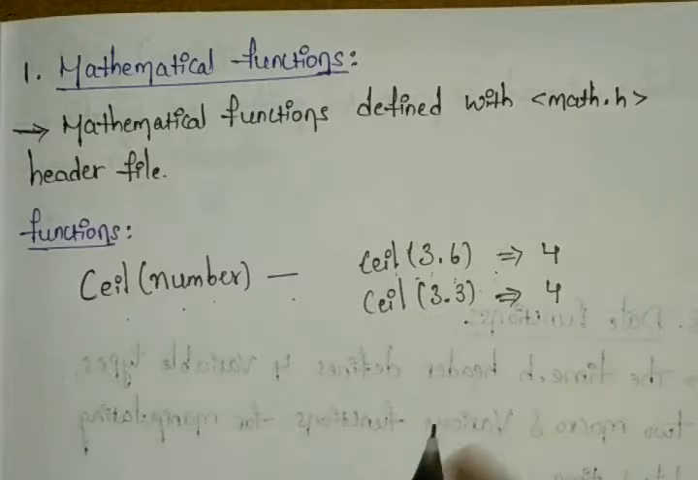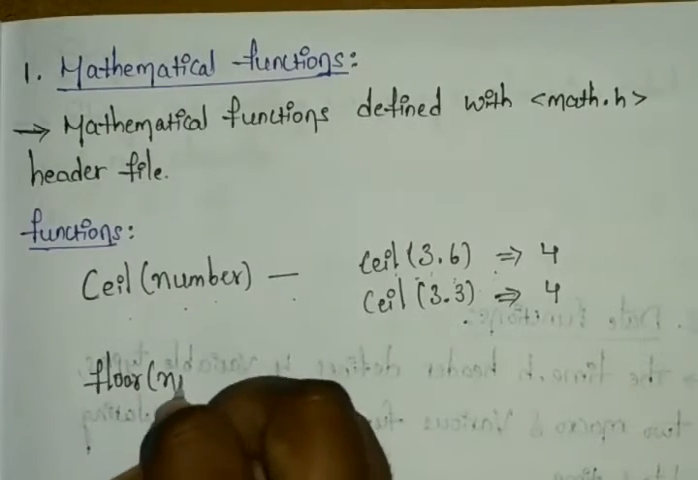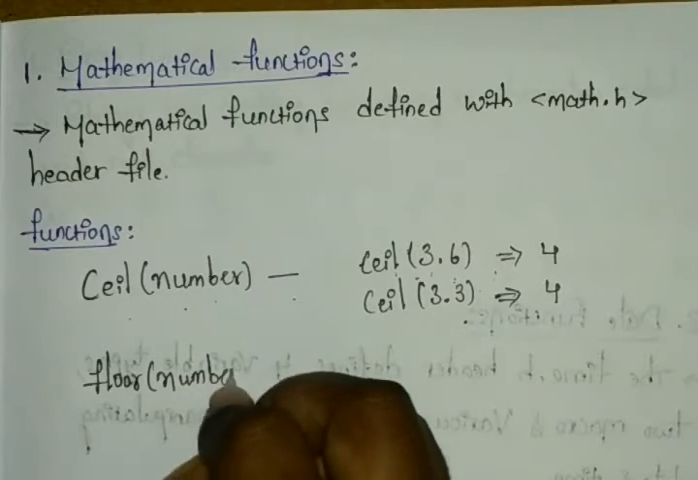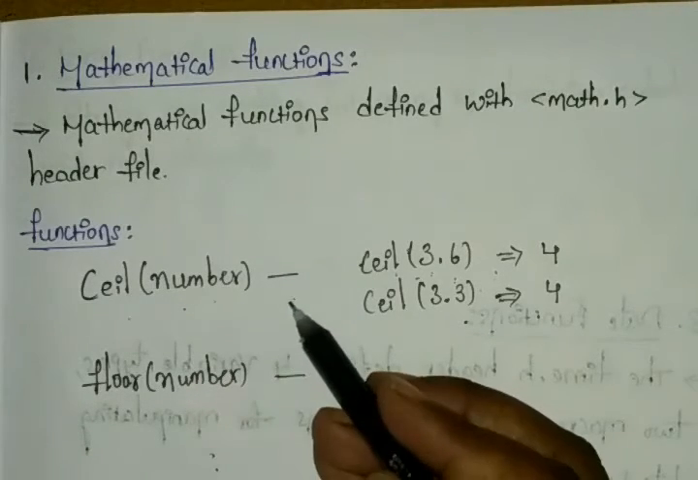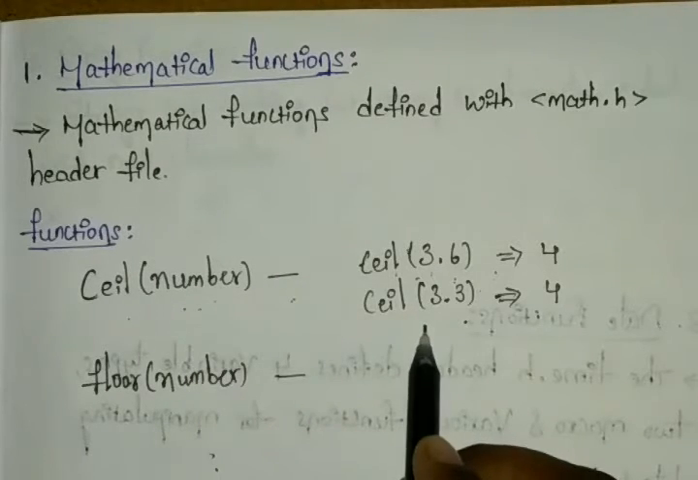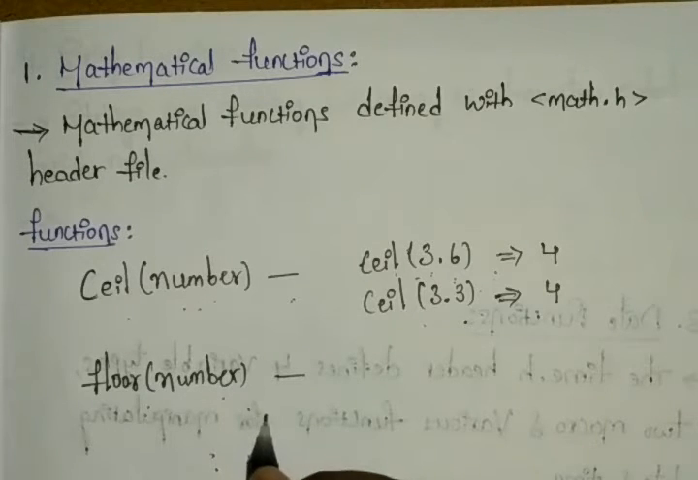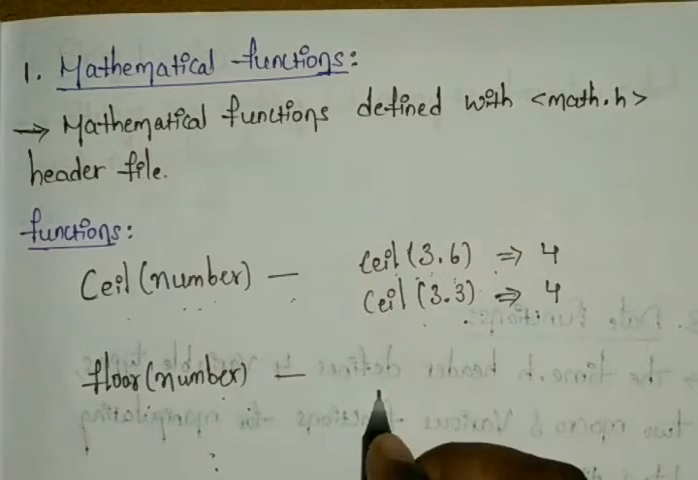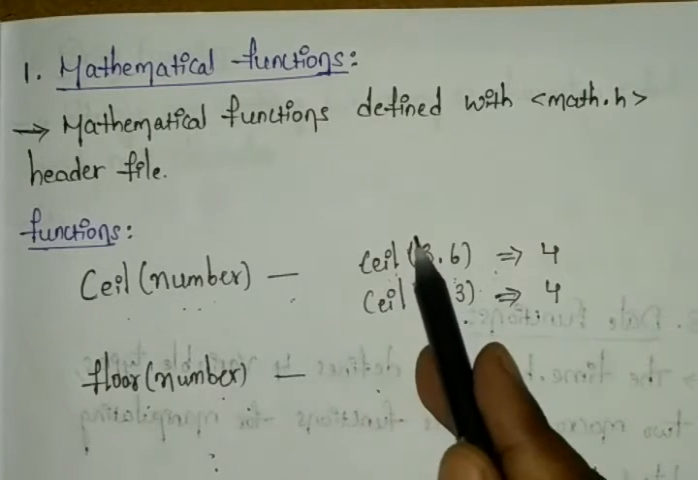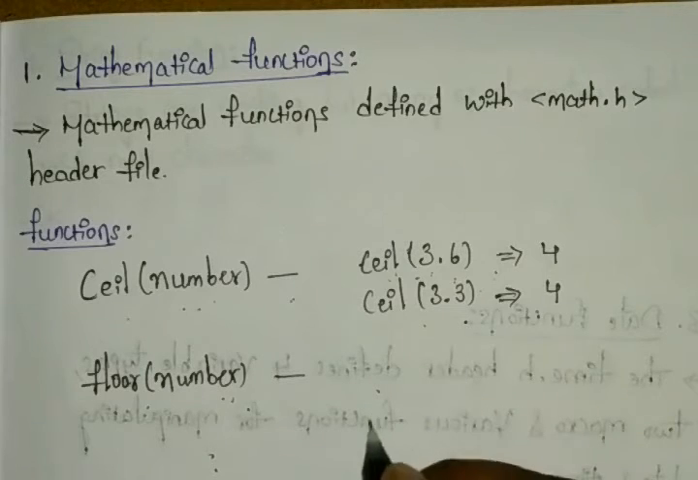And next here we have the floor. Floor number. So this is the opposite of our ceil. Just you can see, the ceil is rounding to the greatest value. The floor is also rounding our given number, but it rounds to the down value. The ceil is the up value, floor is the down value. It means the lesser value is given, like the value which is less than or equal to the given number.